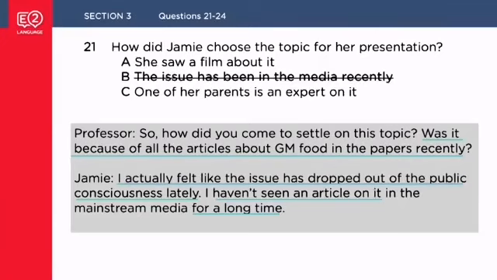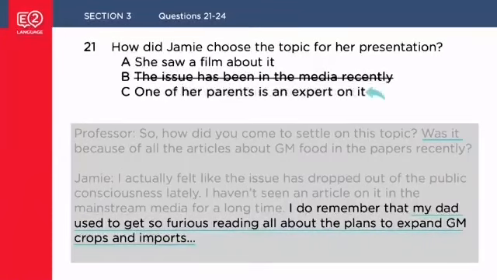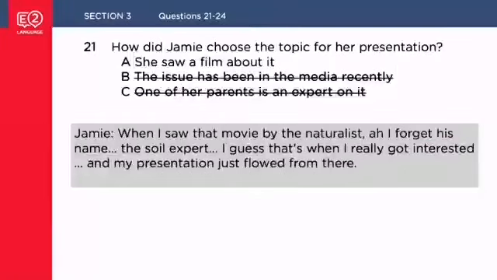We've got A or C. She saw a film or one of her parents is an expert. She went on to say, I do remember that my dad used to get so furious reading all about the plans to expand GM crops and imports. So we're mentioning her parent here, but is her dad an expert? No, he just used to get annoyed hearing about it. So it's not C. This eliminates B, and C means the answer must be A, but let's keep listening and check.